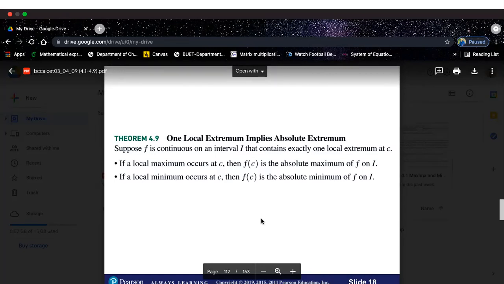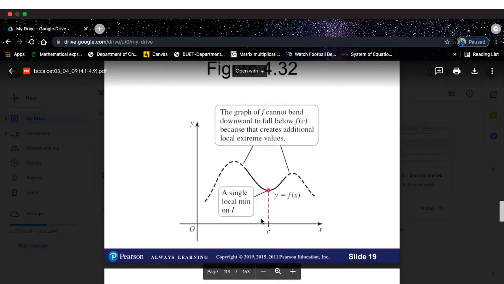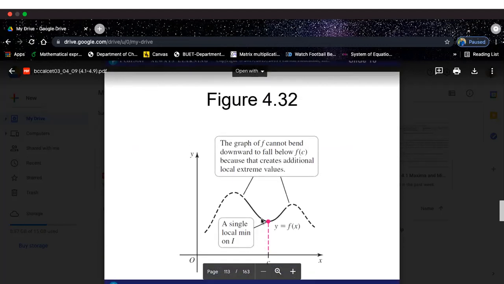All right, so this theorem says if we have a local maximum at a critical point C, then that is the absolute maximum. And if we have a local minimum, then it is the absolute minimum. Now we might be wondering, why is that? Okay, let's see this one.